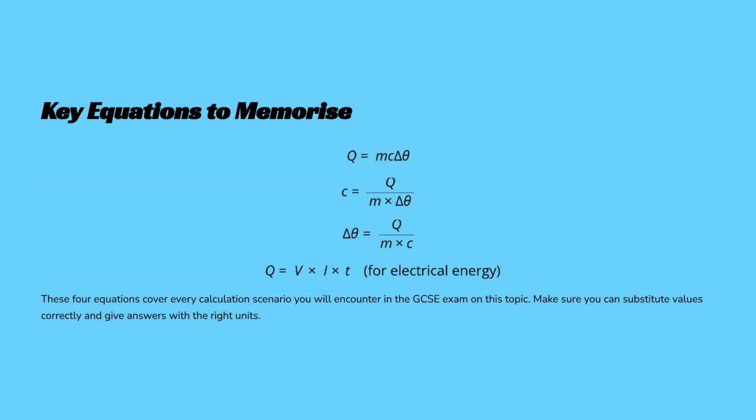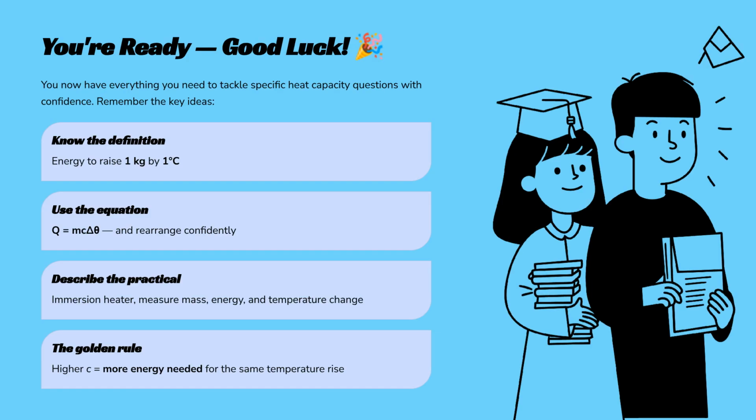Here is a quick summary of the key facts. Specific heat capacity is the energy to raise 1 kilogram by 1 degree Celsius, calculated with the equation Q equals mc delta theta. Its units are joules per kilogram degree Celsius, and you improve reliability by repeating the experiment and calculating a mean. Finally, use this checklist to prepare for your exam. Can you state the definition, use and rearrange the equation, describe the practical, and explain errors and improvements? If you can cover these points, you are ready for your exam.